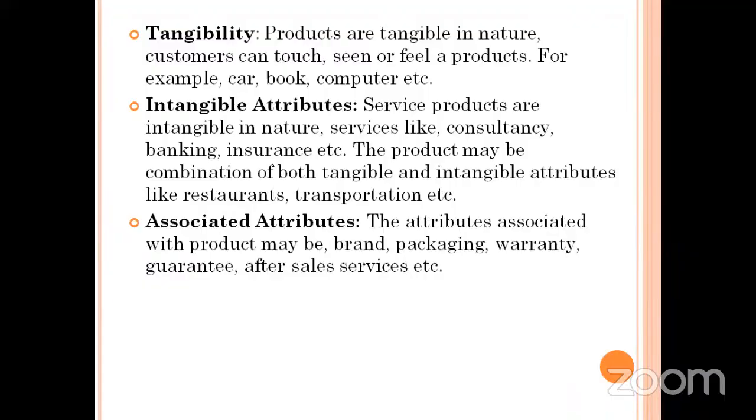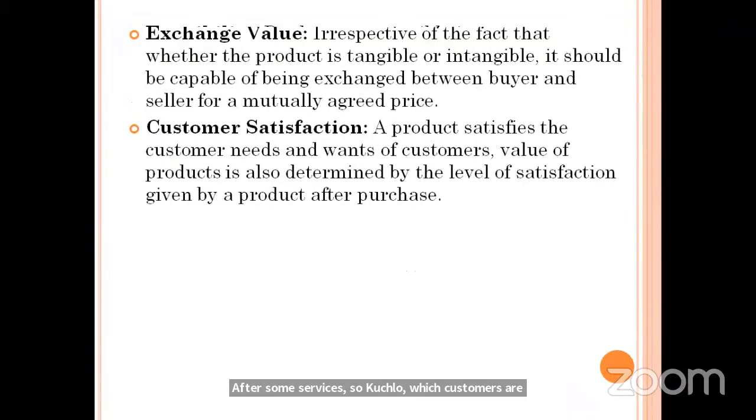So these are called attributes which are associated with the product, like brand, packaging, warranty, guarantee, after sale services. So कुछ लोग, some customers are attracted towards these associated attributes of the product. What else was there? People are also attracted towards the exchange value and customer satisfaction. These are also some of the very required components of the product.